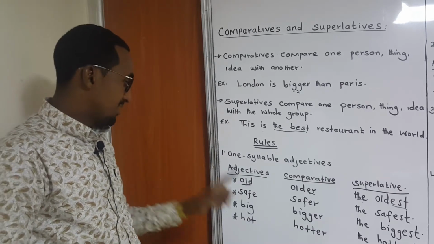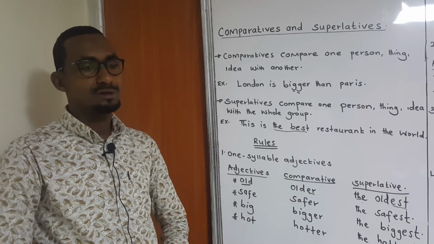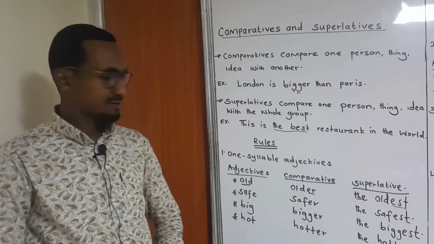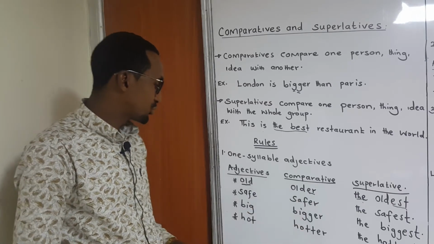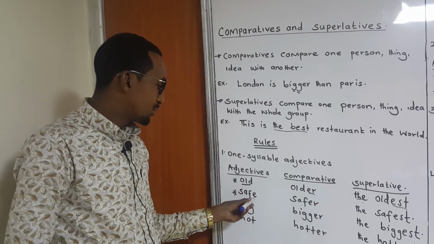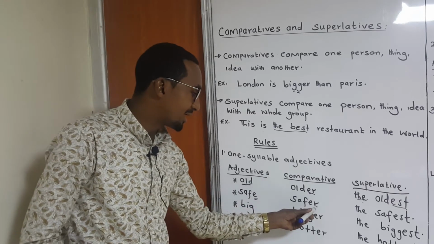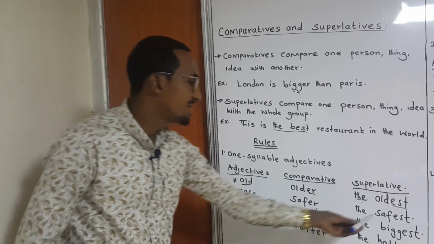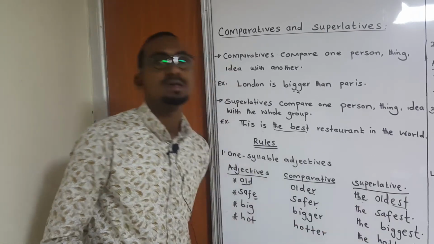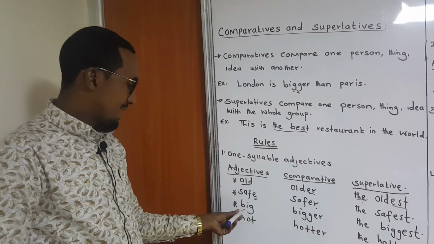The second example is safe. Safe is the opposite of dangerous. Then we add R. Why are we adding only R? Because it has already got the E, so we only add R. Therefore it becomes safer. And then here, the safest, we add ST. Safe, safer, the safest.